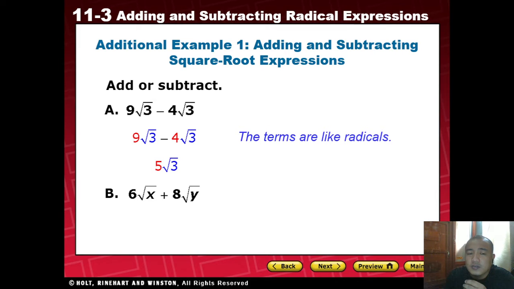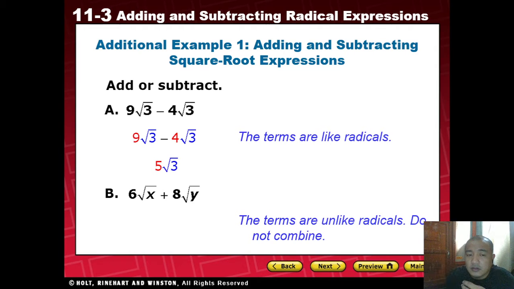6 square root of x plus 8 square root of y. I think these are unlike radicals, so we cannot combine them, we cannot add, because they have different radicands. So they are what we call unlike radicals. So the answer is 6 square root of x plus 8 square root of y. Do not combine anymore.